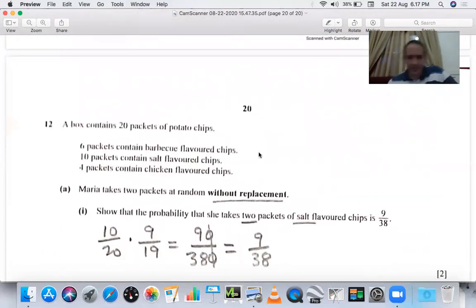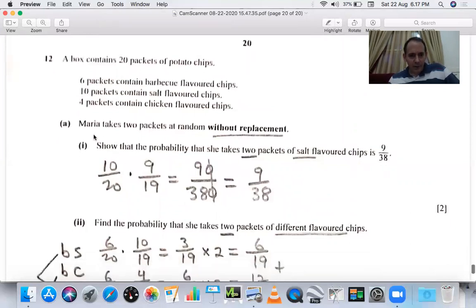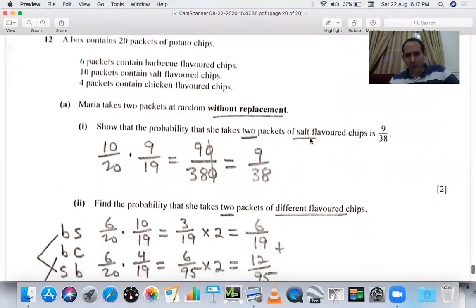Moving on to our last page, page 20 is probability. So we have 3 sets of packets, barbecue, salt, and chicken, 20 packets total of potato chips. Maria takes 2 packets without replacement. Show that the probability they are both salt flavored is 9/38. Well, there are 10 salt and there are 20 total packets. But if she takes one out and doesn't replace it, now there's only 9 salt and only 19 total. That leaves you 90 over 380, which reduces to 9/38.